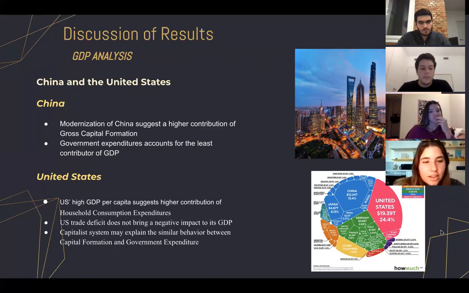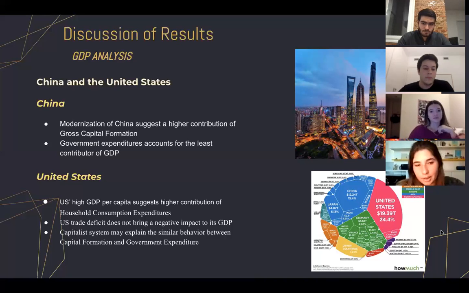The United States, on the other hand, presents different results. The high contribution of household consumption can be explained through the country's high GDP per capita. This component is associated with all purchases of everyday household needs and cares, and the U.S. purchasing power promotes higher levels of consumption. Further, the capitalist character of the economy suggests a similar behavior between capital formation and government expenditure compared to China's. And additionally, the United States has the greatest trade deficits and GDP in the world, indicating negative net exports are not inevitably destructive, especially on free market economies. Next slide, please.